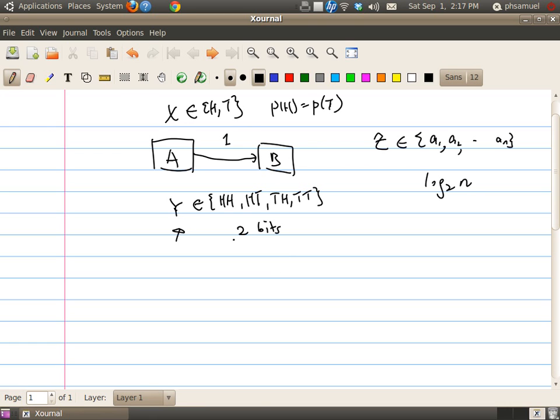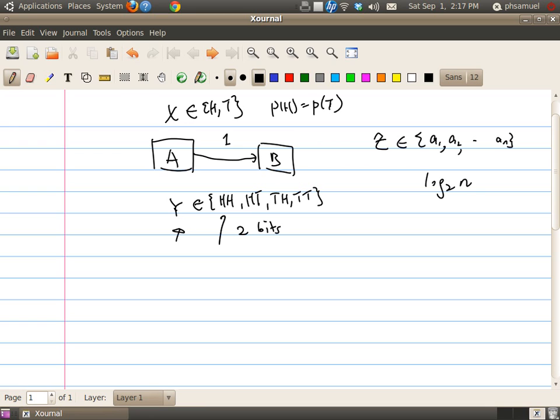So first of all, I know all these should have the same amount of information because the problem is basically symmetric, that all these outcomes are equally likely, therefore there's no reason to believe that one outcome has more information than the other. And secondly, I know that the average amount of information among all these outcomes should be equal to 2 bits, so therefore the individual outcome should have the amount of information equal to 2 bits also.